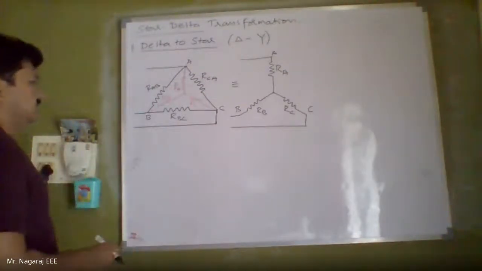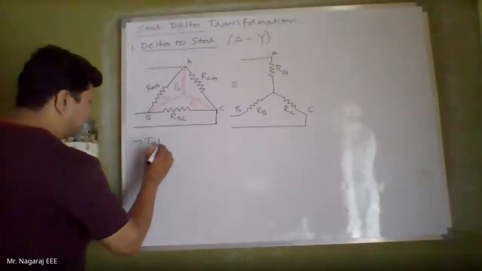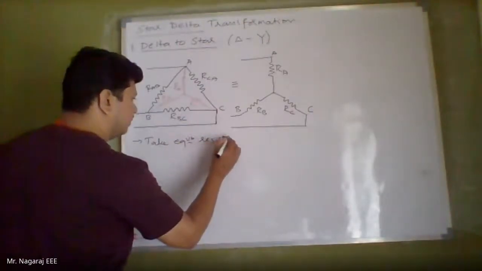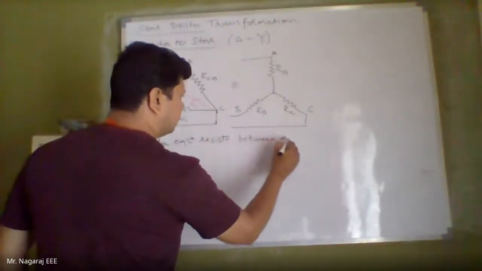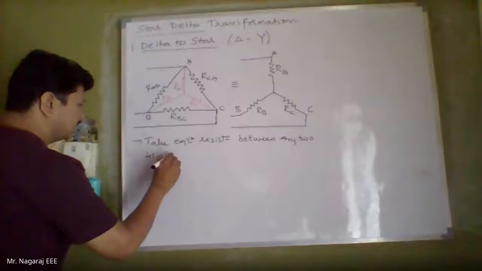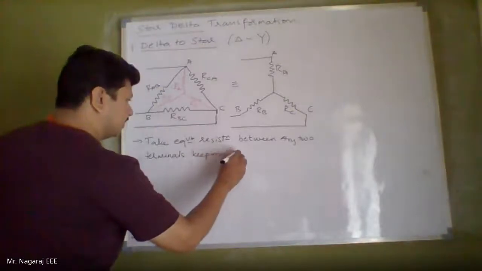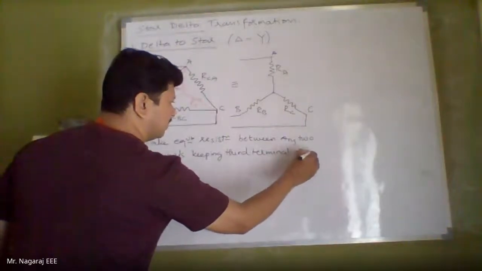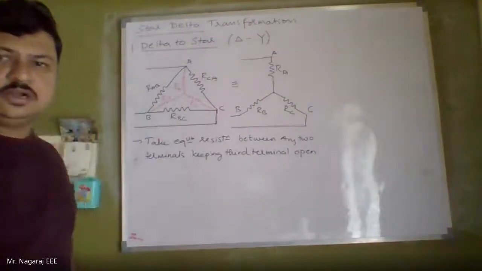So, to take a point here: take the equivalent resistance between any two terminals, keeping the third terminal open. Take the equivalent resistance between any two terminals, keeping the third terminal open.